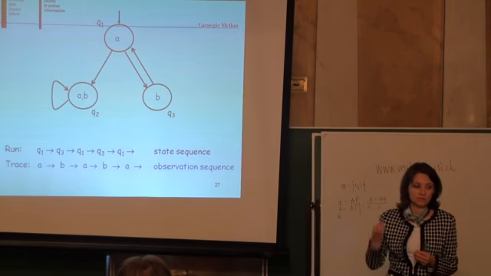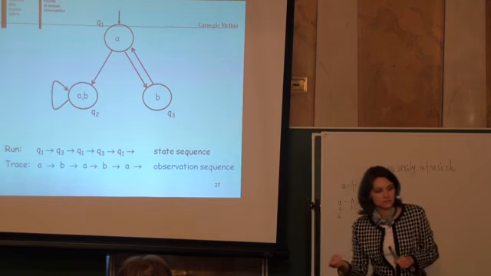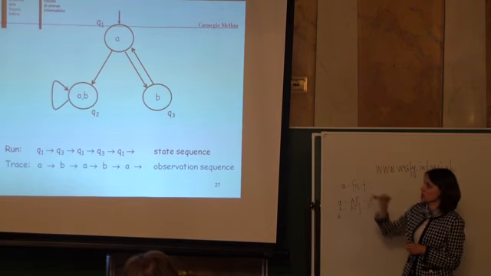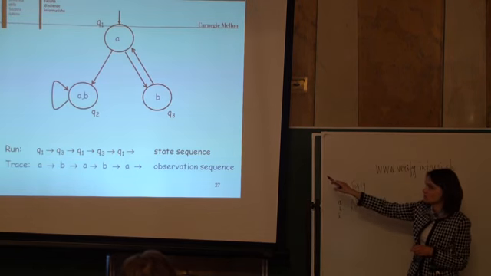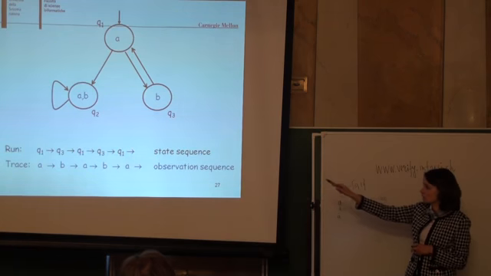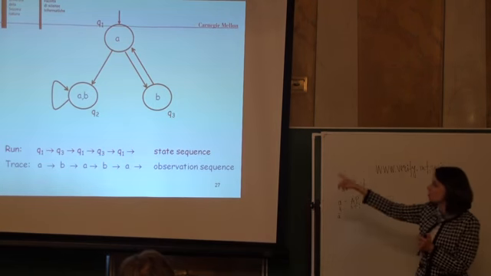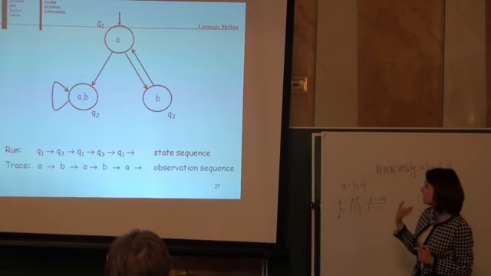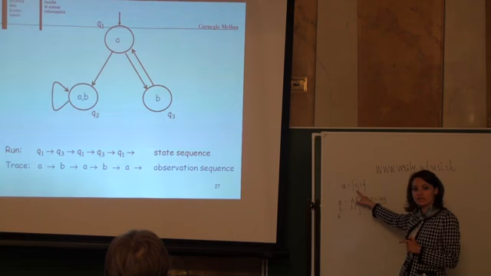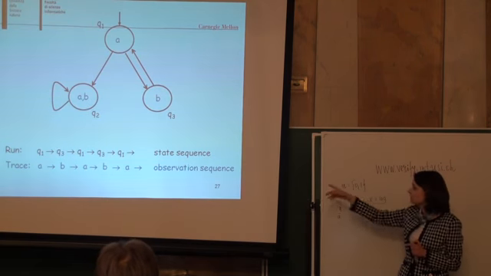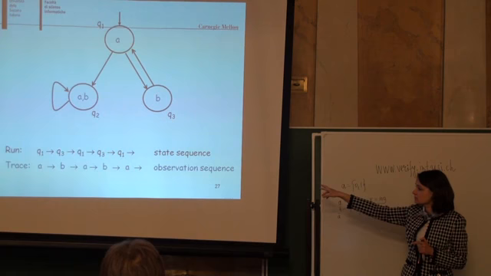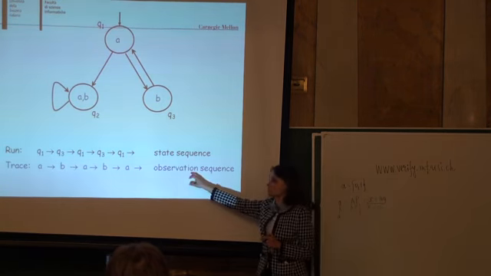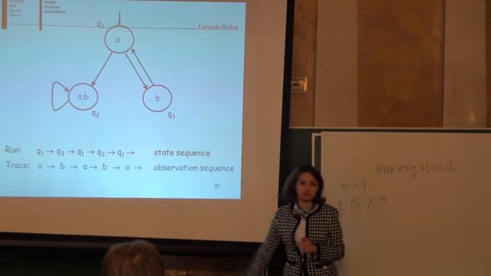So the behavior is essentially a state sequence. If I only care about how control changes, I can remember only a sequence of states. I'm calling them runs. For example, Q1, Q3, Q1, Q3 is a possible run of the execution of my system. But if I care about particular data during the execution of the program, then I'm going to care about the sequence in terms of the atomic propositions, in terms of the observations. A, B, A, B, A.